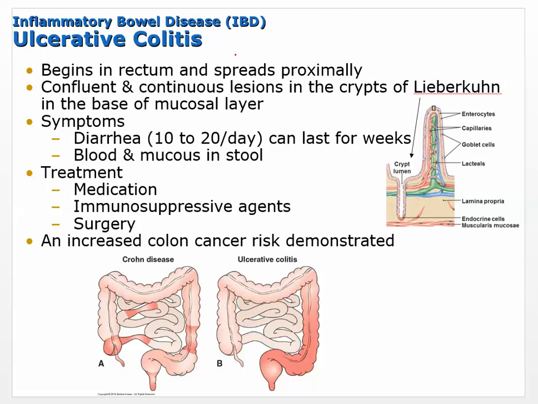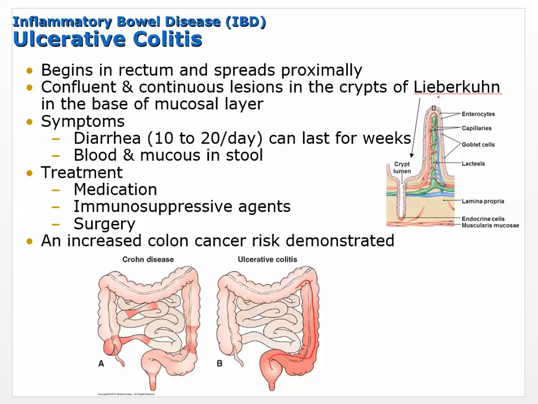Now let's talk about ulcerative colitis. Begins in the rectum and spreads proximally. Now that's very different than what we heard about with Crohn's disease, which had skip lesions. So ulcerative colitis begins in the rectum, which is the end of the colon, and then spreads proximally. So that means it'll spread to the descending and then maybe even as far as the transverse. So confluent and continuous lesions, not skip. And that's where it happens.